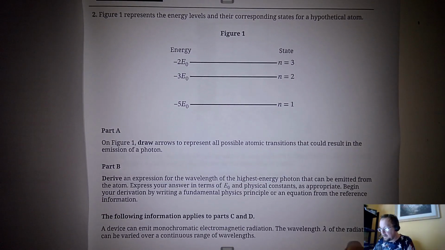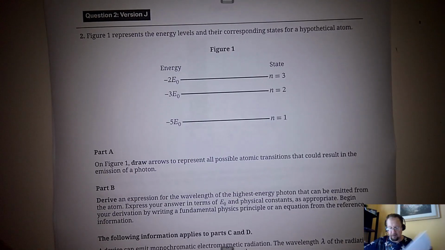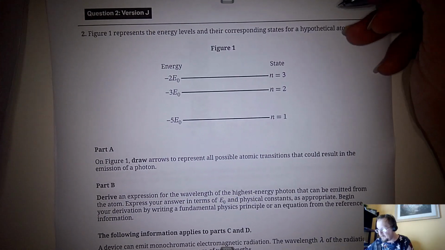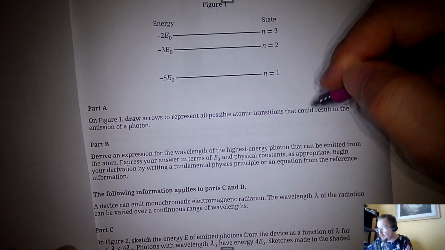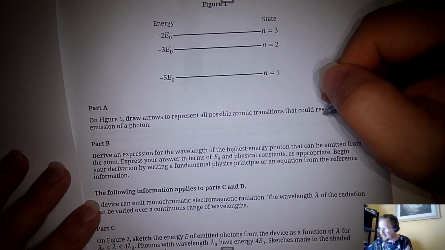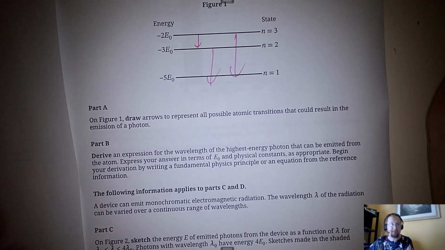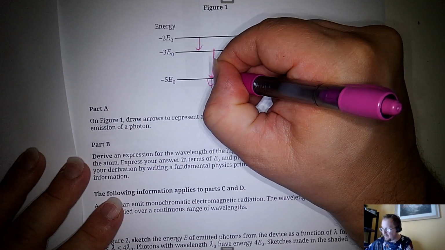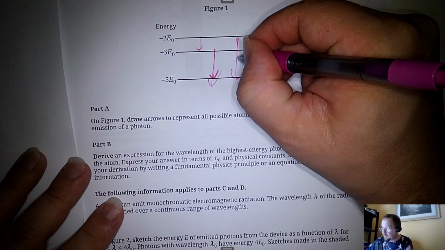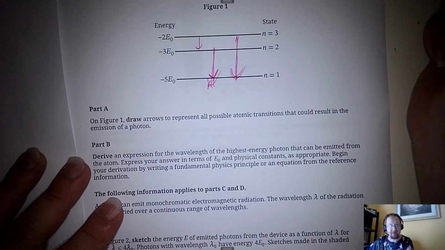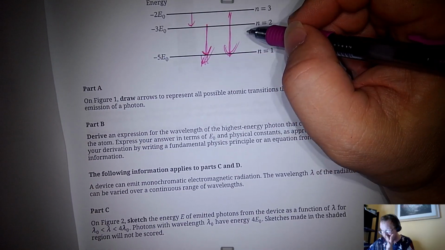Figure 1 represents the energy levels and the corresponding states for a hypothetical atom. On figure 1, draw arrows to represent all possible atomic transitions that could result in the emission of a photon. A 1, a 2, a 3. Let's really try to make that land on the line. There are the 3 transitions right there, just any possible 3 down.